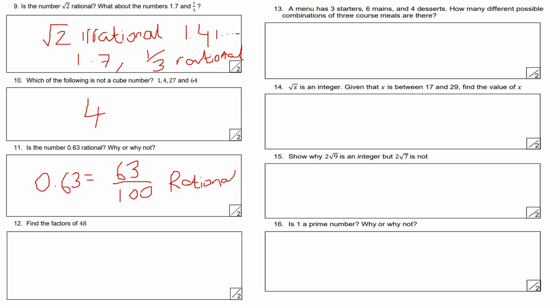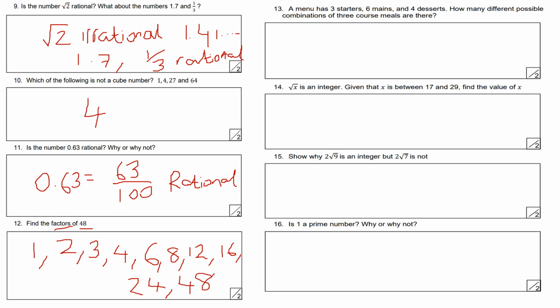Okay. Question number 12. Find the factors of 48. So numbers that go into 48 cleanly with no remainder. That's going to be 1, because 1 times 48 is 48. 2, 3, 4, 6, 8. Okay. The next one is going to be 12. Then it's going to be 16. Then 24. And 48, sorry. These are all the numbers that go into 48 without a remainder.